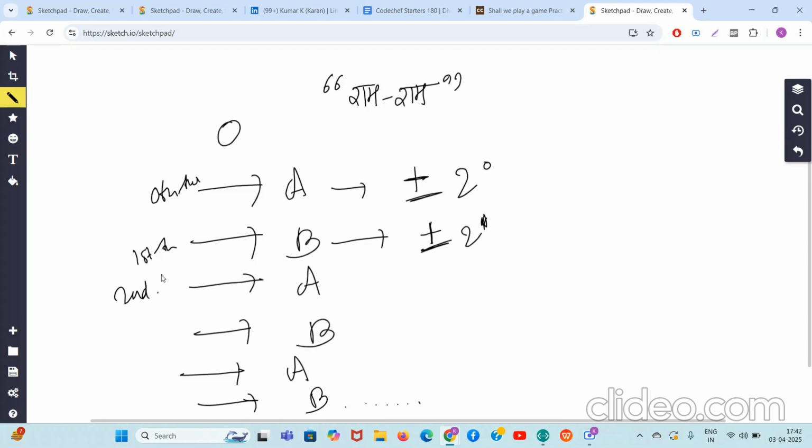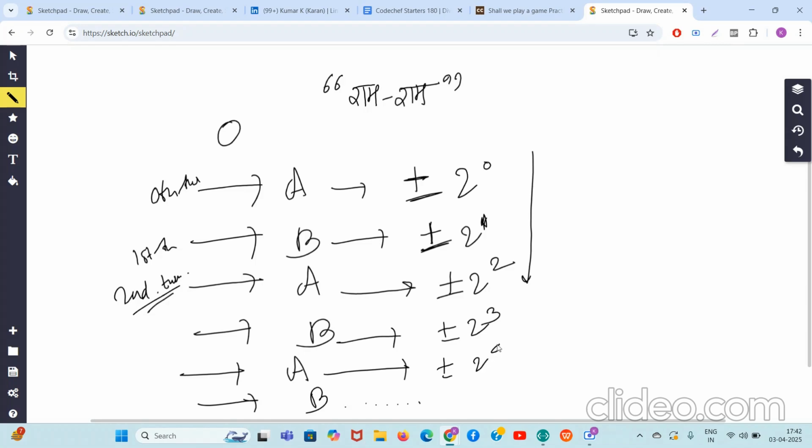Then on the second turn, Alice can do plus or minus 2 raised to 2. You can see that these numbers will increase. Then Bob can do plus or minus 2 raised to 3. Then Alice can do plus or minus 2 raised to 4. Bob can do plus or minus 2 raised to 5. So if everything like this is happening, let's say n is equal to 6 is given. N equal to 6 means 1, 2, 3, 4, 5, 6.